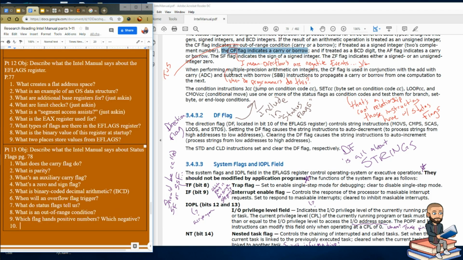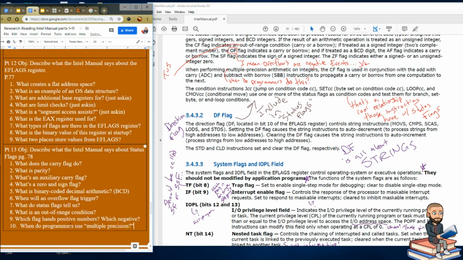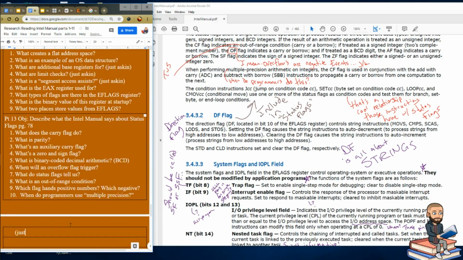Well, when performing multiple precision arithmetic on integers, the CF flag is used in conjunction with the add with carry, that is ADC, and subtract with borrow instructions to propagate a carry or borrow from one computation to the next. So multiple precision arithmetic takes on these extra instructions. And my question is just asking: when do programmers use multiple precision?